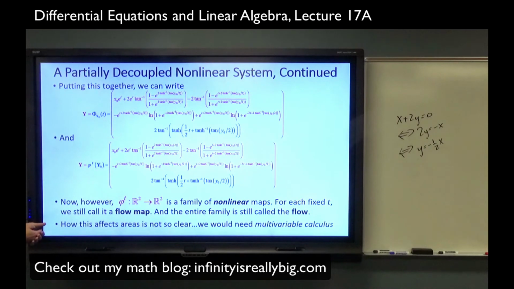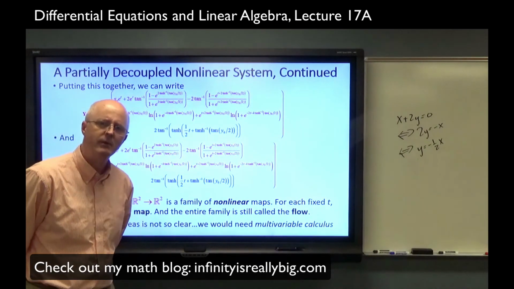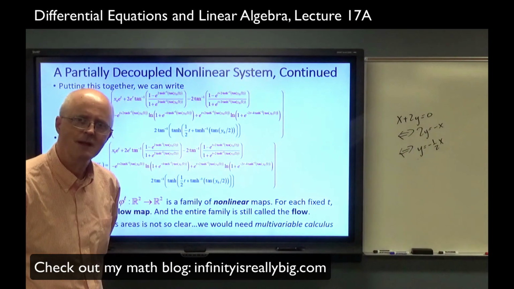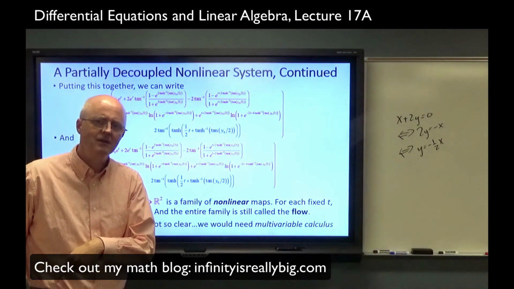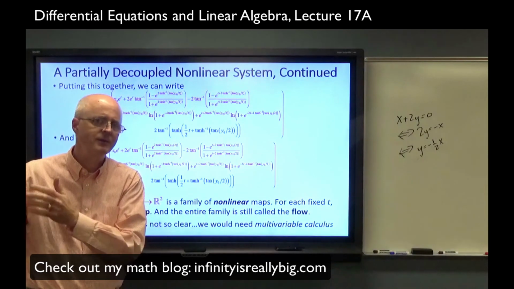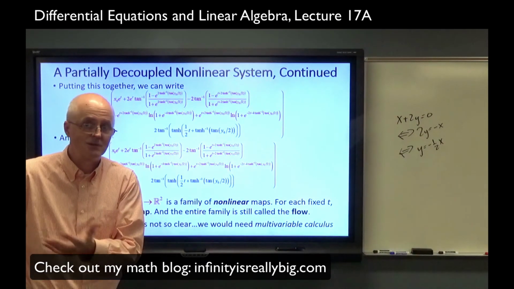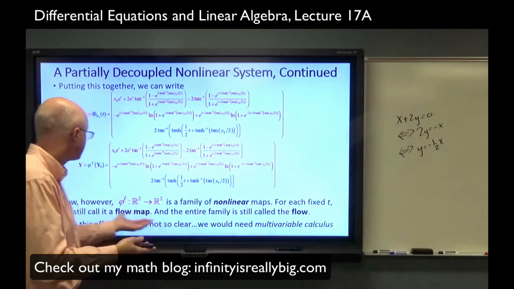How does this affect area? It's not so clear. We would need multivariable calculus. That determinant fact only worked because the linear transformation with the linear example was linear. This is a nonlinear transformation.